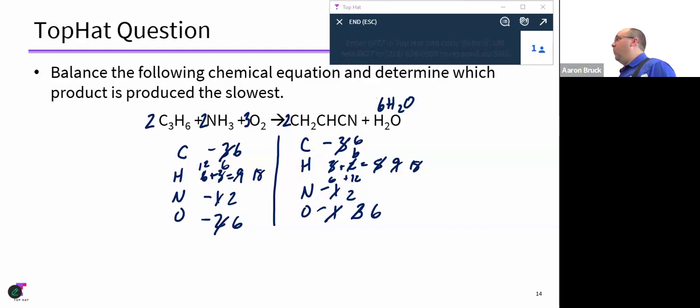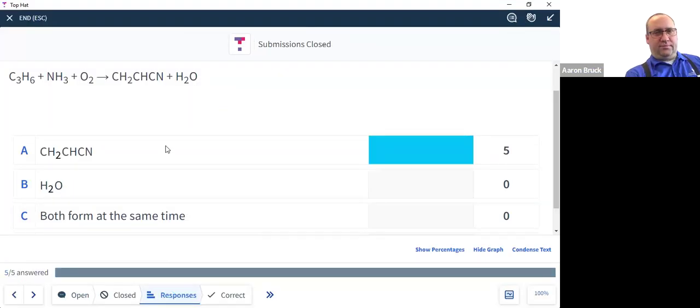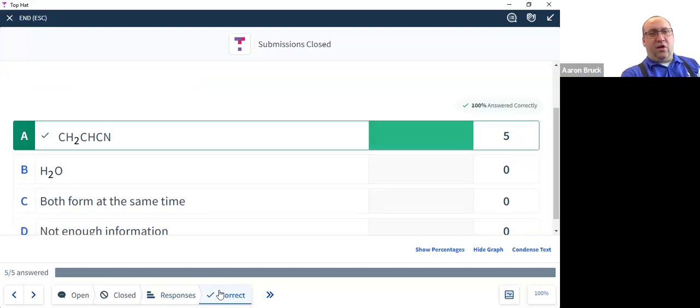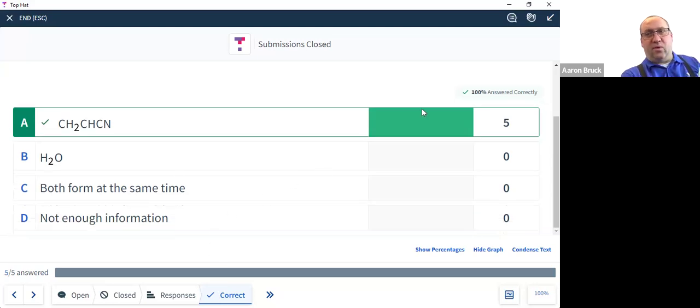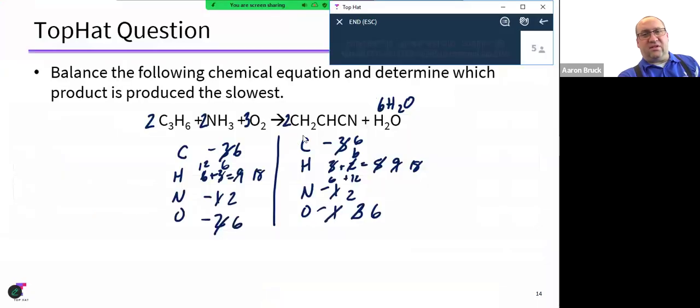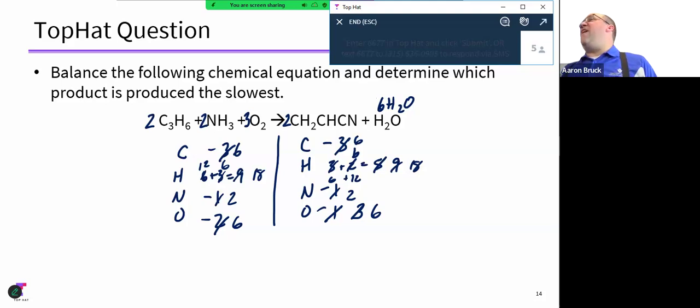So now that the equation is balanced, we've got to figure out which product is going to be formed slower. Is it going to be the carbon product or the water? And we've arrived at the correct answer. The carbon-based product is going to be the one that forms more slowly because its stoichiometry is lower. So the water is going to form about 3 times faster than the carbon product.